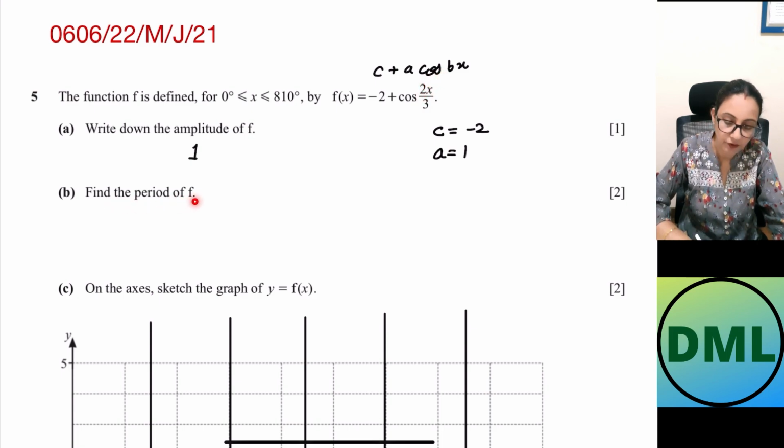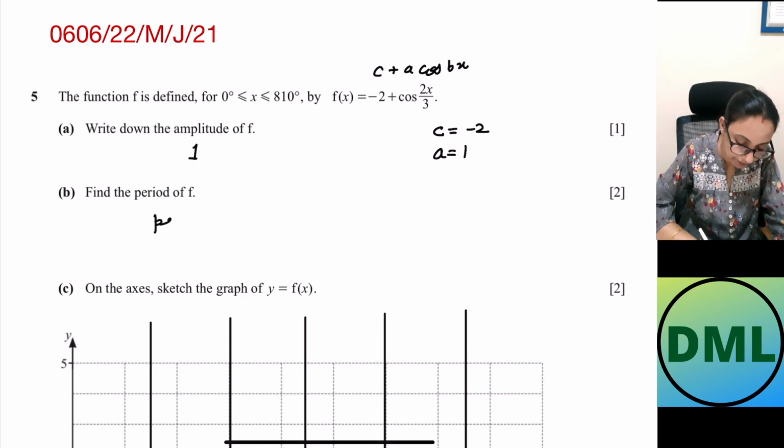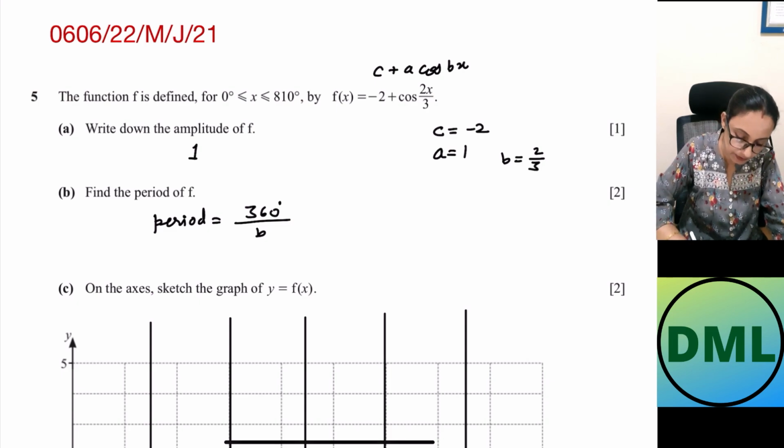Find the period of f. I need to find out the period. The period will be given by 360 degrees over b value. What is our b value? The b value is equal to 2 over 3. Let's substitute the value here. That will be equal to 360 degrees over 2 by 3.